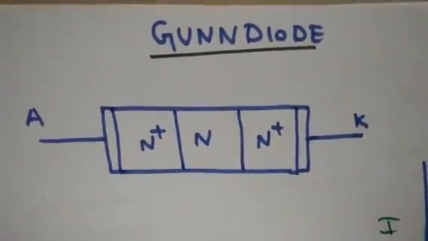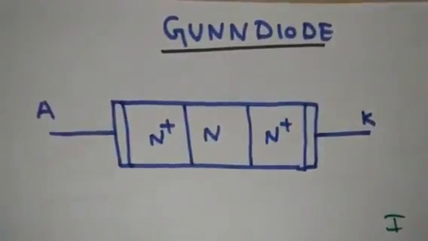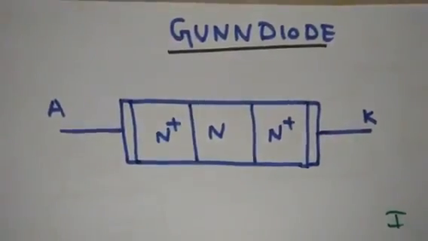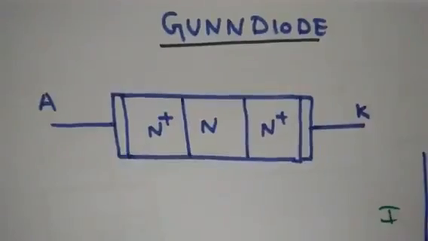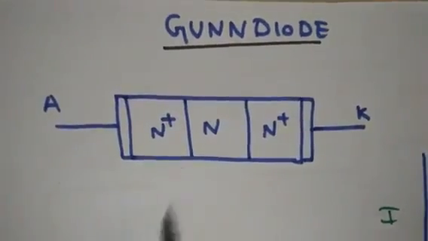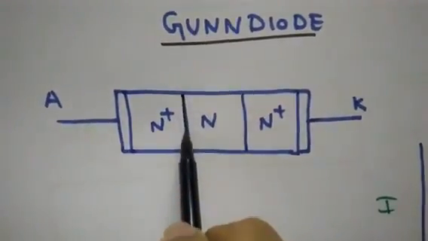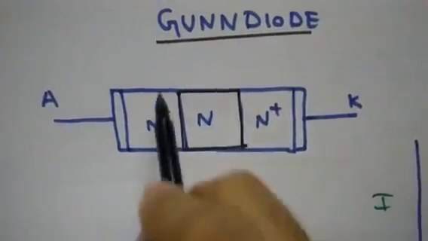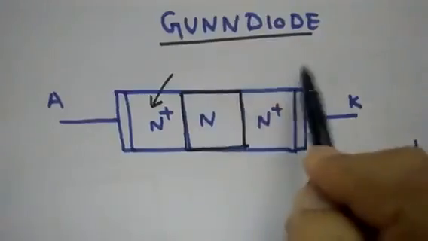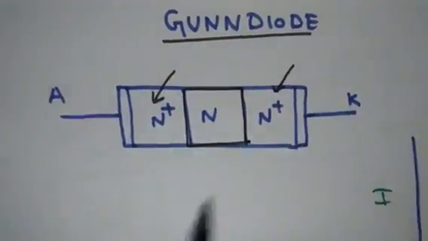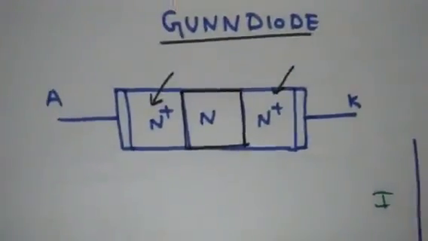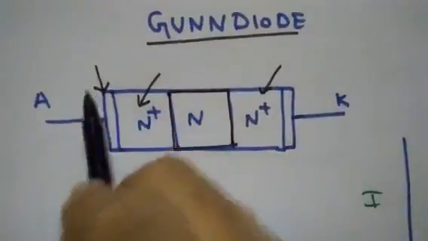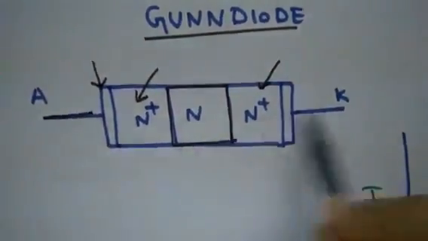So Gunn diode is basically a diode made up of N-type semiconductor. It does not possess any PN junction. So when a moderately doped N-type layer is sandwiched between two heavily doped N-type semiconductors, then the Gunn diode will be formed. Two metallic contacts, namely anode and cathode.